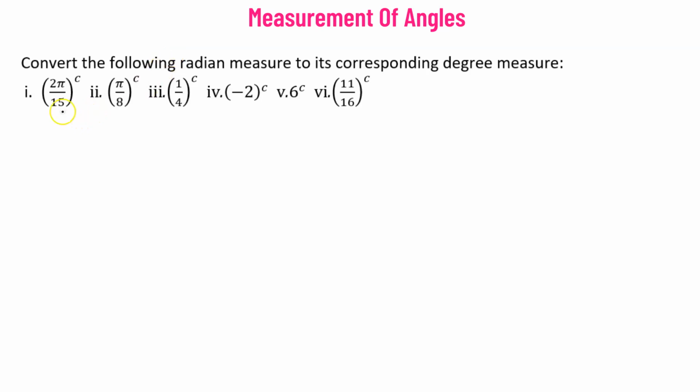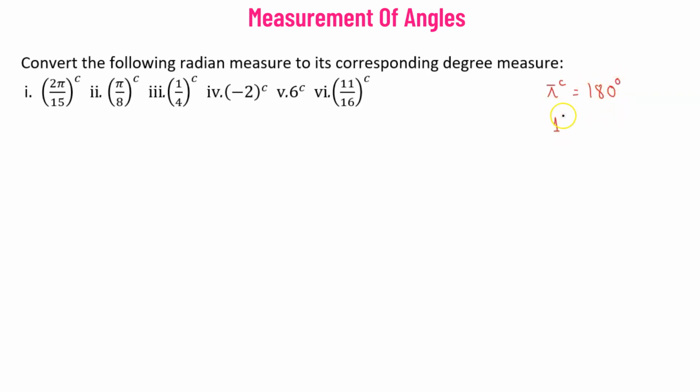So in this problem, we're given a couple of radian measures and we need to convert them to the corresponding degree measure. So let's begin. First, before beginning, let's review that pi radians equals 180 degrees.